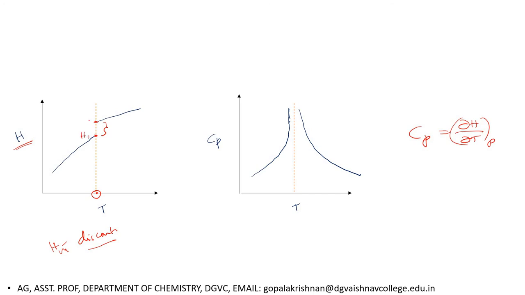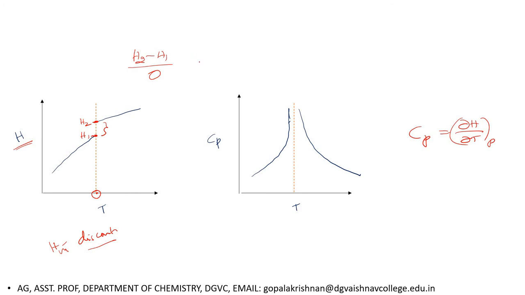Say this is enthalpy 1. Here, let us take the enthalpy as H1. Here, let us take the enthalpy as H2. So there is a change in enthalpy, H2 minus H1. What about the change in temperature? For this point and for this point, the temperature is the same, so there is no change in temperature, dT is 0.